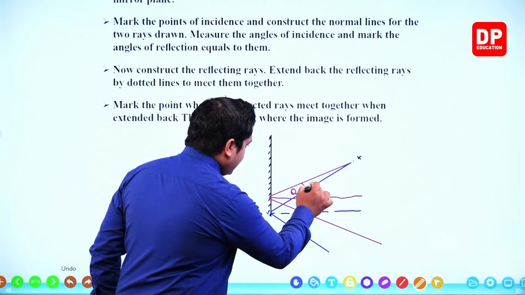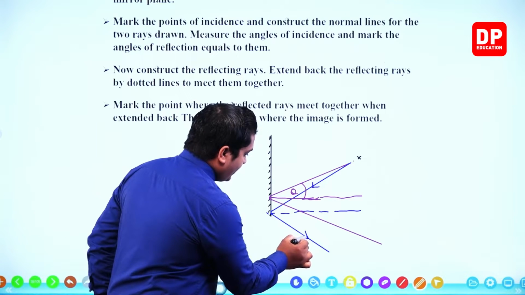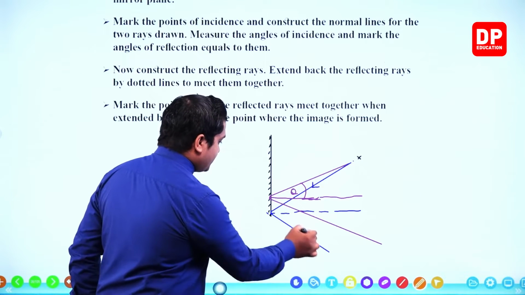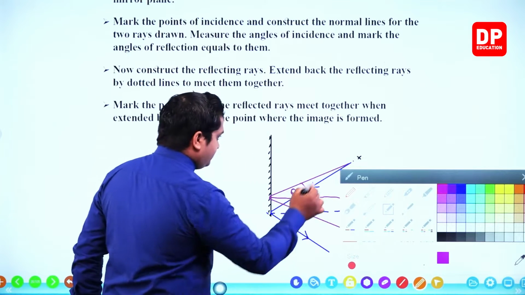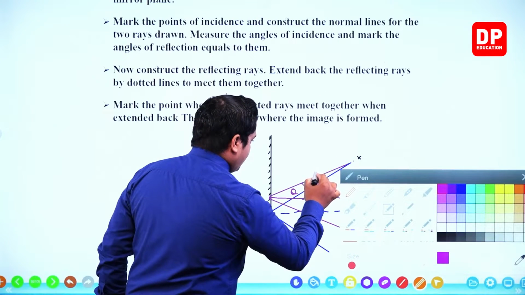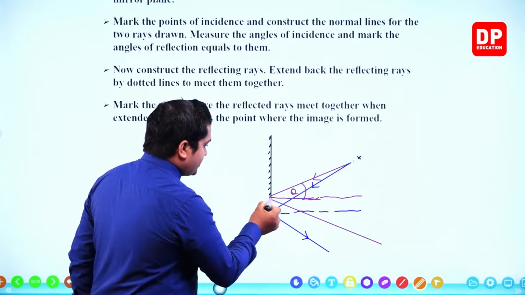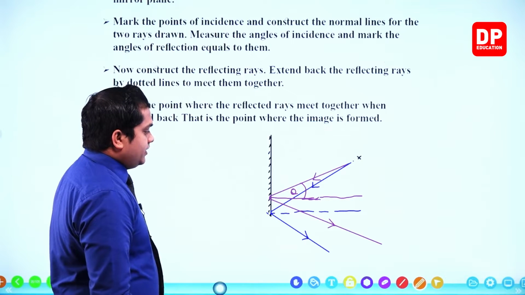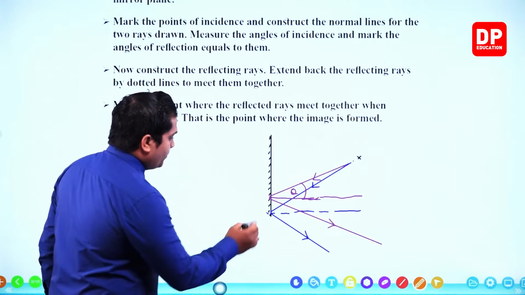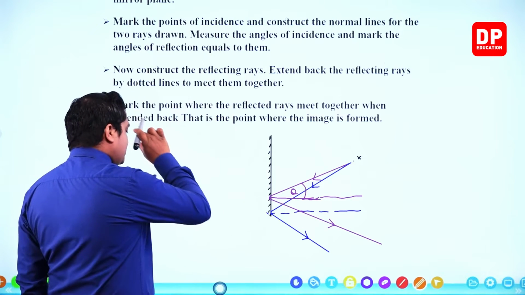So this is the incident ray which is coming towards the mirror. This is the reflected ray. Now this one is also a reflected ray. This is the incident ray which is coming towards the mirror, and that's going to reflect like this. Okay, now what you have to do is you have to extend these two lines.